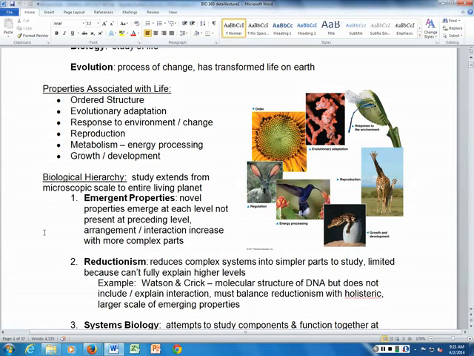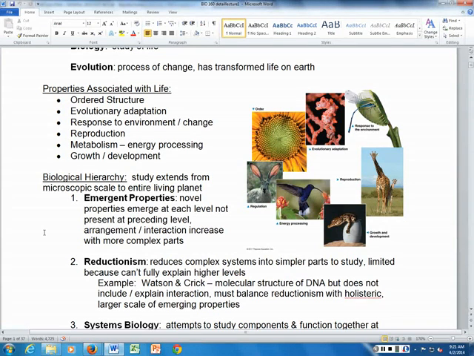Evolutionary adaptations will occur, so if the environment changes, the organism attempts to adapt to it over time to be able to survive in that area. So we have responses to the environment or change. If I were to make this environment in here, turn it up so that it was 90 degrees, most of you would probably start to sweat as a way to try and adapt or change with your environment.